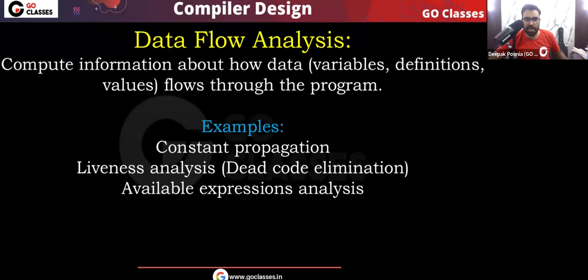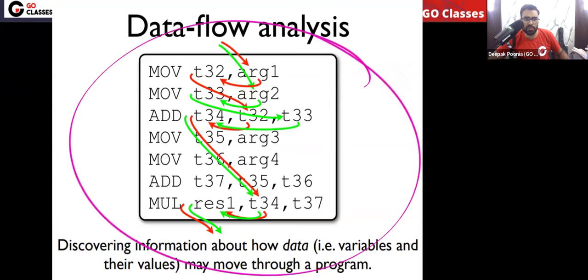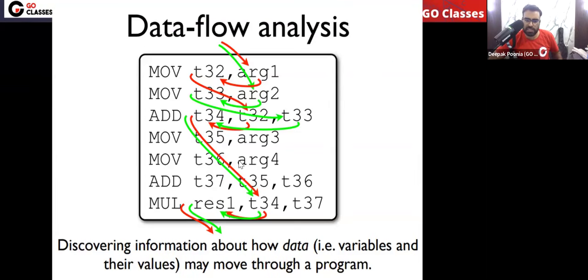I hope you understood. And in all the analyses that we will study, these are data flow analyses, so it will become more clear what this data flow analysis is. But from this diagram you can understand that data flow analysis has to do with the data. In data flow analysis we discover the information about how data is moving through the program, like variables and their values.